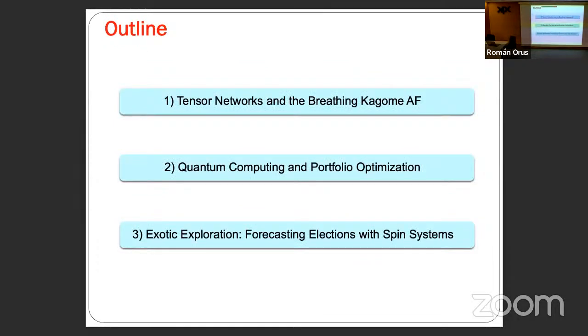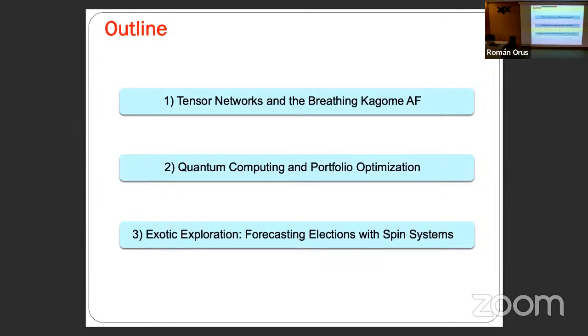There is one point for each one of these three lines that I just told. Okay, first I want to explain to you about tensor networks, a bit of basics, what this idea is about, and then about a particular project that we have been working on with Said, who was my postdoc here until last year, which is about a condensed matter problem called the breathing Kagome quantum antiferromagnet.